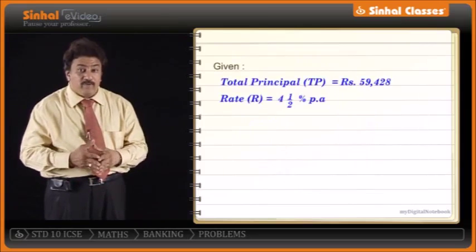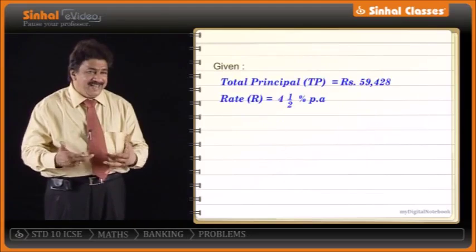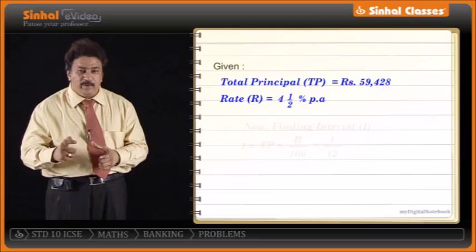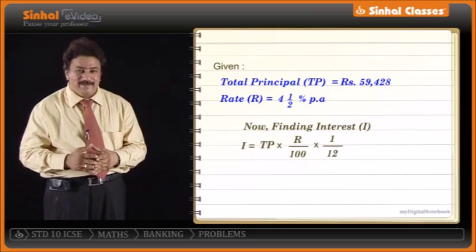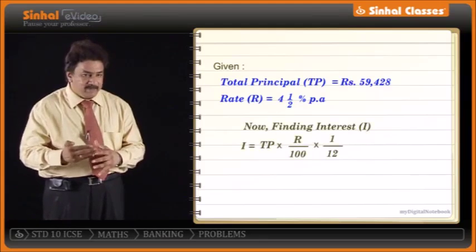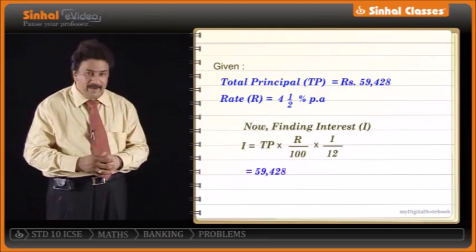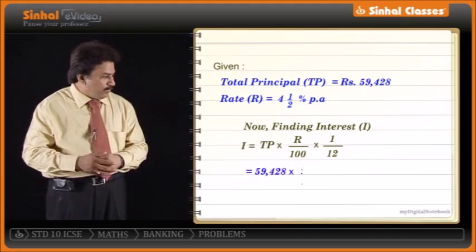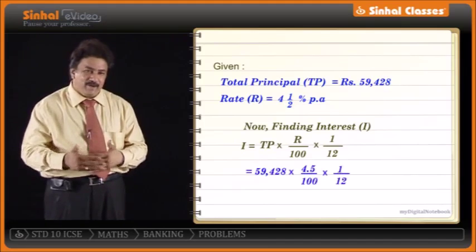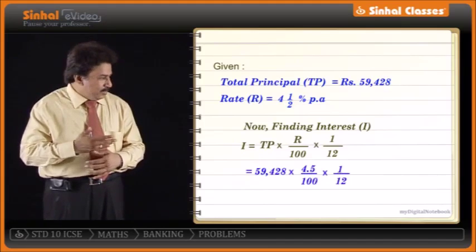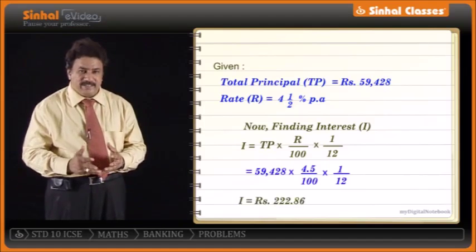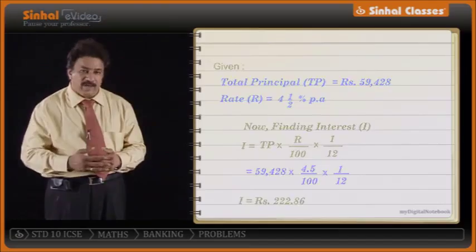Rate is given to me over here, 4.5% per annum. Now very easily I can find the interest. Interest is equal to total principal into R upon 100 into 1 upon 12. By putting all the values into the formula, I get interest is equal to 59,428 into 4.5 upon 100 into 1 upon 12. Further down, after calculations, I get 222.86. This is nothing but the interest from the month of February to July.